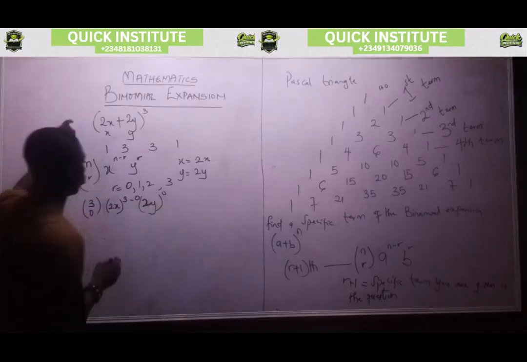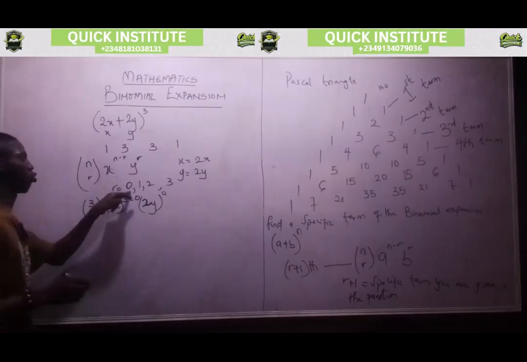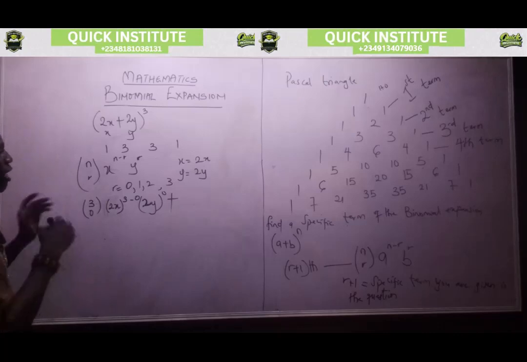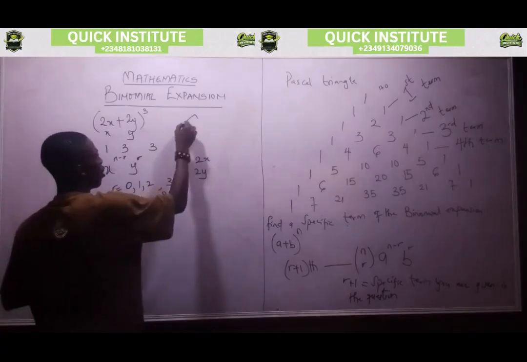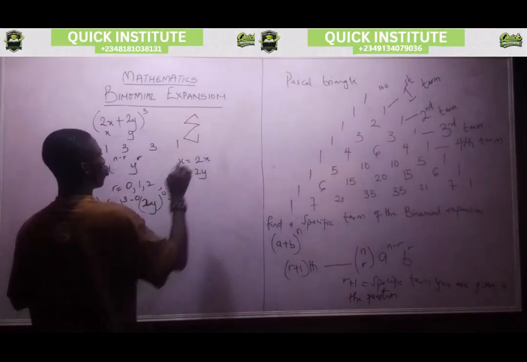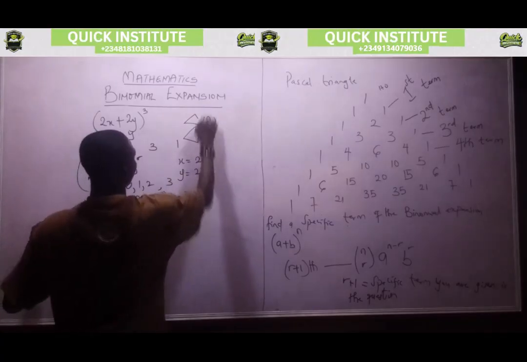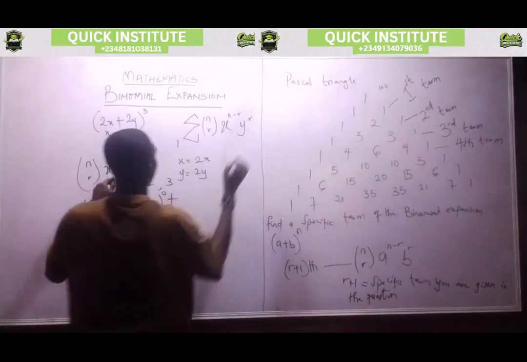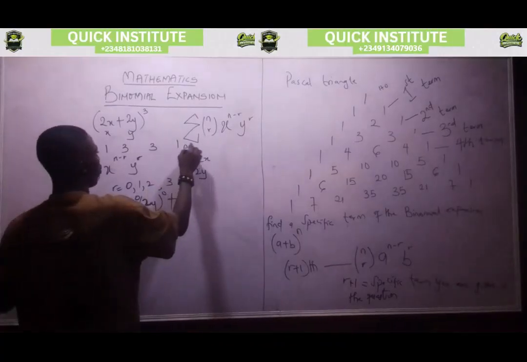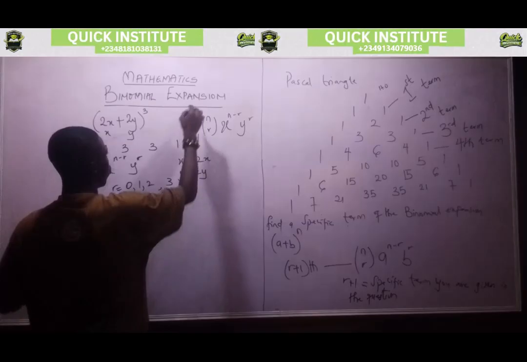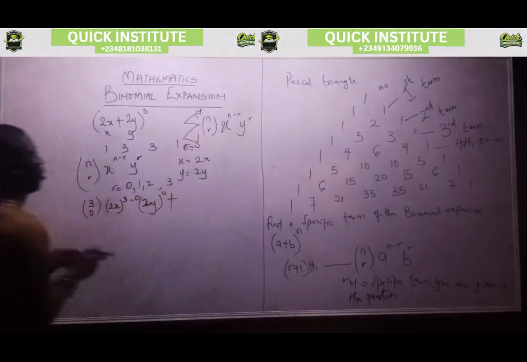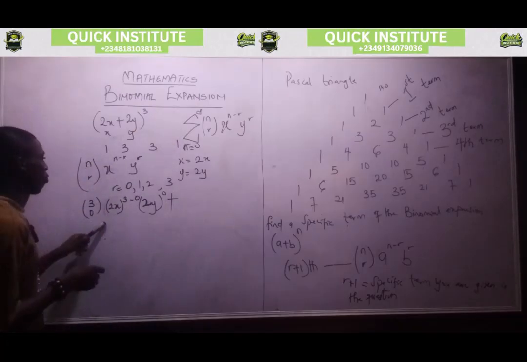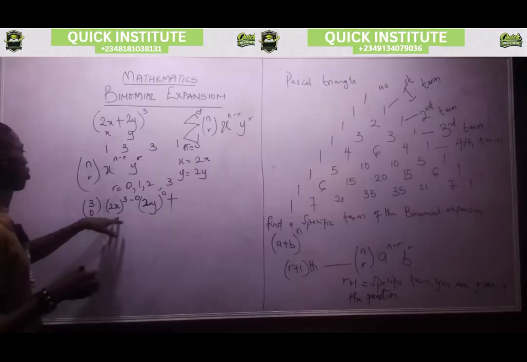Everything is to the power 0. That's the first one when r goes to 0, and plus summation. Because binomial expansion is in summation form. So it will be n combination r, x to the n minus r, y to the r, where r starts from 0 to n. That's how we represent a binomial expansion.